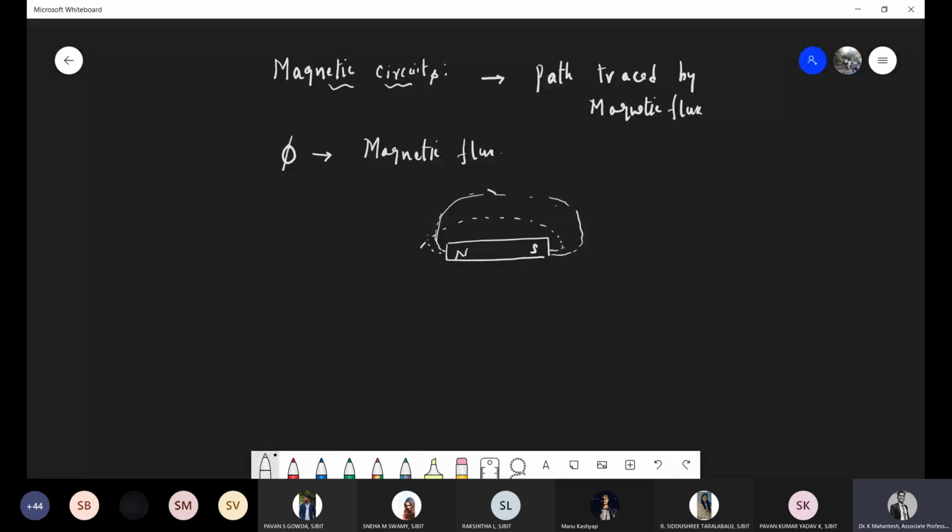So it is an imaginary group of lines, imaginary magnetic lines of force produced by a magnet, obviously, and it is represented by phi. What is the unit? Unit is Weber. This is one magnetic flux. Now I'll take the second concept. What do you mean by magnetomotive force?